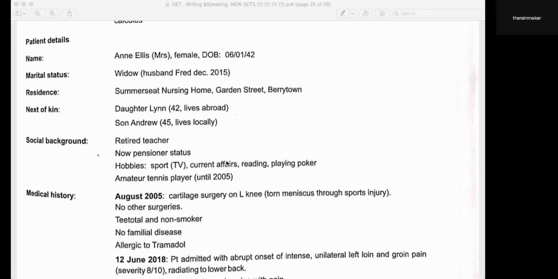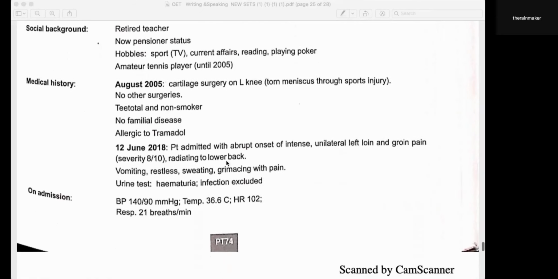So social background, no problem, no need to mention. Next of kin, no need to mention. We don't even have to say that the patient lives at a Summerseat nursing home because the reader knows. Widow, also we don't need to know. Just put date of birth as a formality and age. That's it. After that, medical history, we don't care.